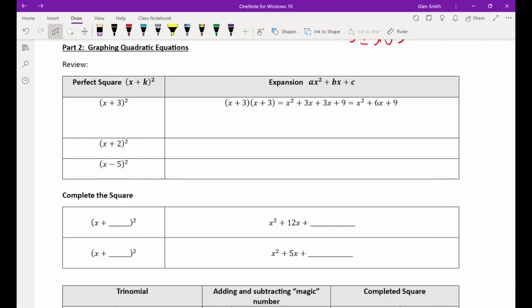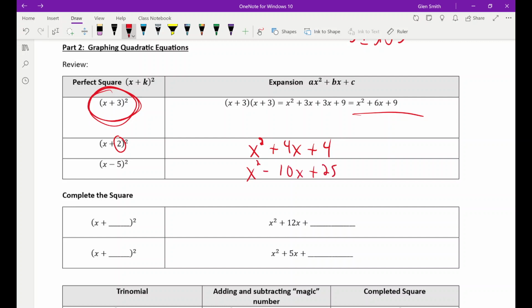At this point, we should feel comfortable writing out a perfect square. So taking a binomial, x plus something squared, and squaring it out and getting over to here. So x plus 2 squared is x squared plus, because this is a 2, the number in the middle is that doubled, 4x, plus the number at the end is that squared. 2 squared is 4. Okay? And x minus 5 squared gives me x squared minus 10x plus 25.